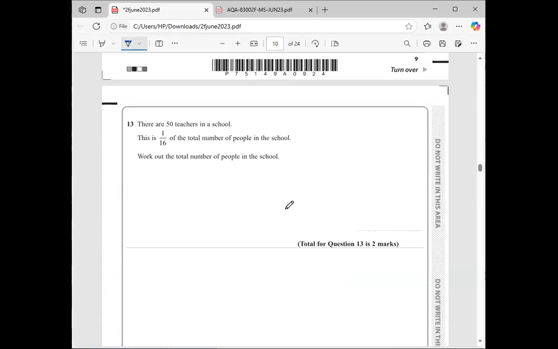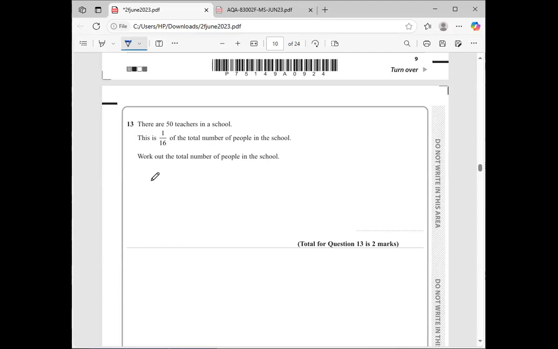Okay. How about this one? Something you can handle? Okay, don't worry. Let's do it together. It says there are 50 teachers in a school. This is 1/16 of the total number of people in the school. And they now ask us, what's the total number of people in the school?